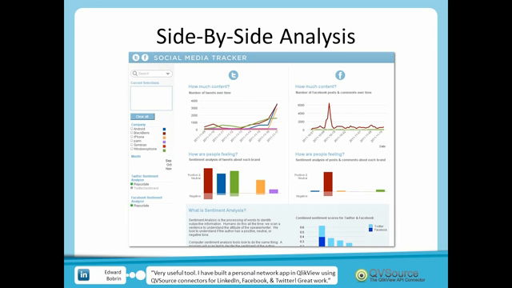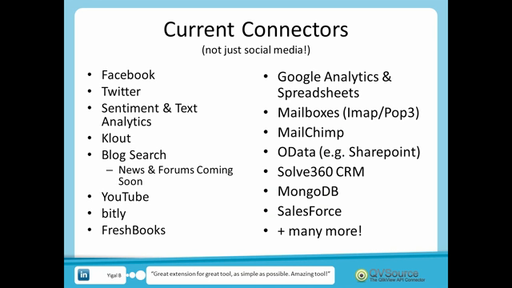So we have many connectors, not just sites, but things like FreshBooks, which is an online bookkeeping system. We can bring in Google Analytics or your Google Documents spreadsheets. We can connect to mailboxes. We connect to standards as well, like OData, so you can bring SharePoint quite easily into your applications. And outside of Facebook and Twitter, we have things like blog search, where you can search newsgroups and forums. So there are lots of different data sources you can now add to your collection.